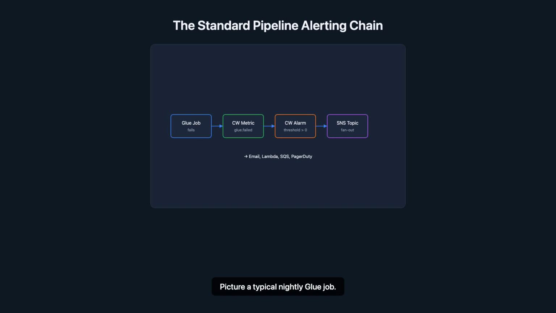Picture a typical nightly Glue job. Something breaks at 3 in the morning. The Glue job fails, which pushes a failure metric into CloudWatch. That metric crosses an alarm threshold of greater than 0. The alarm fires and it sends a message to an SNS topic. From there, SNS fans out to whoever needs to know: email, Lambda, SQS, PagerDuty. That's the whole chain. Glue, metric, alarm, SNS, humans.